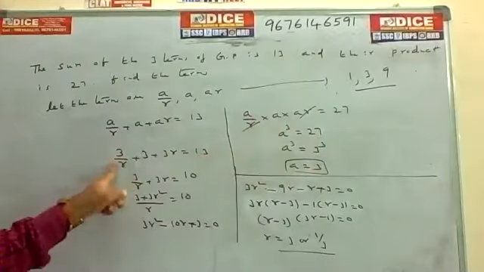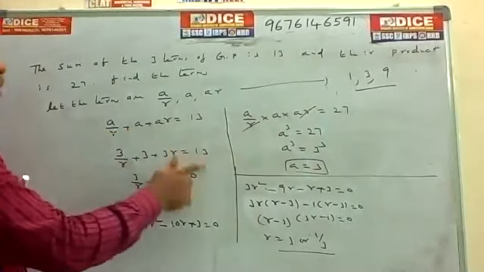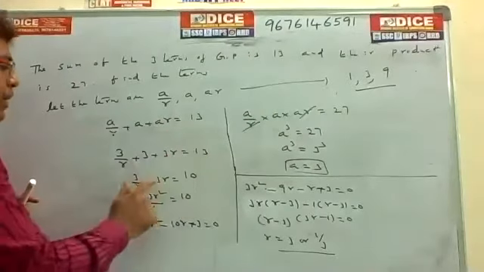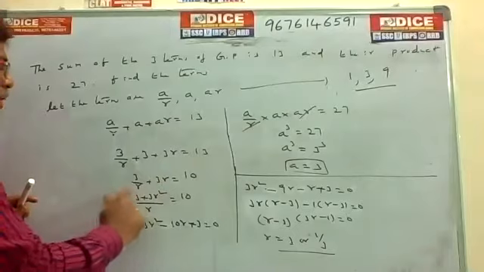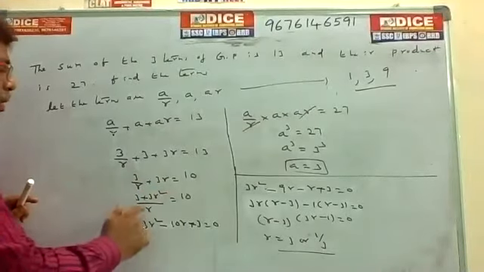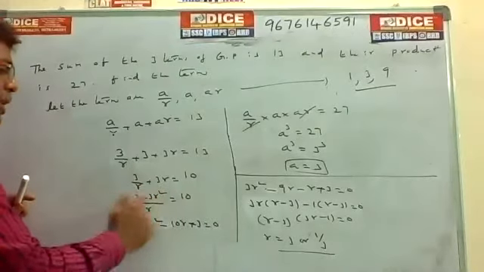Substitute the value of A in the equation. 3 by R plus 3 plus 3R is equal to 13. Take 3 to that side, 13 minus 3 is 10. Take the LCM R: 3 plus 3R square is equal to 10R. Sending it to this side, 3R square minus 10R plus 3 is equal to 0.